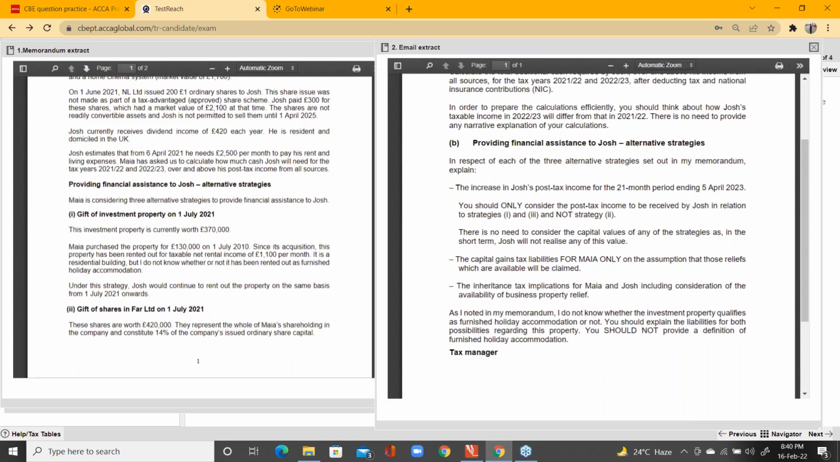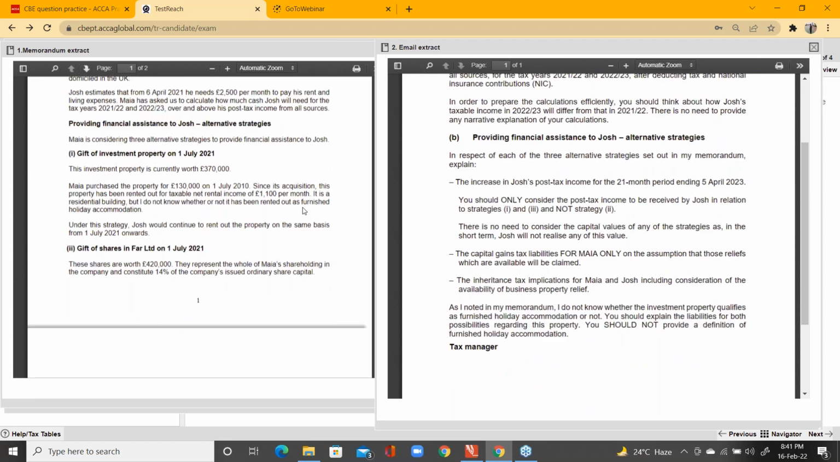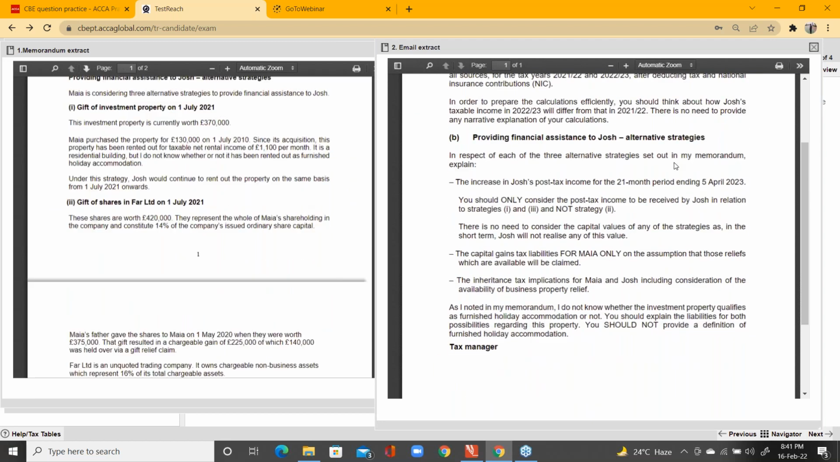Now, let's read from here. As we have discussed the relevant strategies and the implications, what is our examiner asking us? What are the requirements basically? Providing financial assistance to J, alternative strategies. In respect of each of three alternative strategies, we have to do all these things under each strategy.